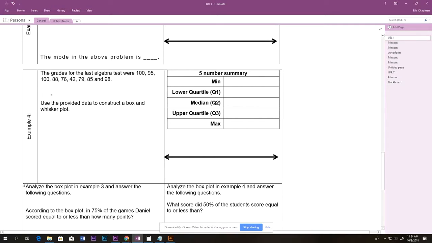But first, we need to sort our numbers. Starting with the lowest, which looks to be 42. After 42, I'm going to cross it off in this list just to keep things organized, is 76, and then 79, and then 85, and then 88, and then 95, 98, and two 100s.